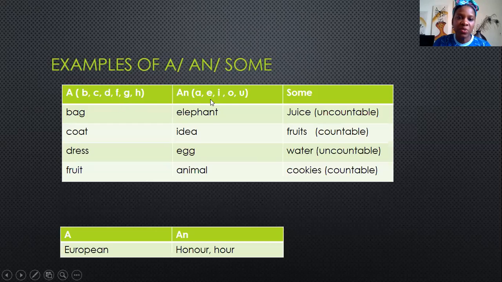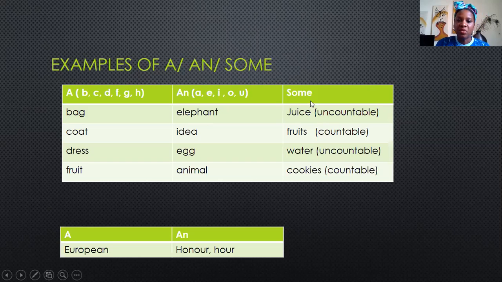Now let's move on to an. Okay? An elephant, an idea, an egg, an animal. These nouns too are also singular nouns, but as you notice, they begin with a vowel. So for words that usually begin with A, E, I, O, U, we use an because sound in English is very important. It's very important to match sounds with the word that you join together.